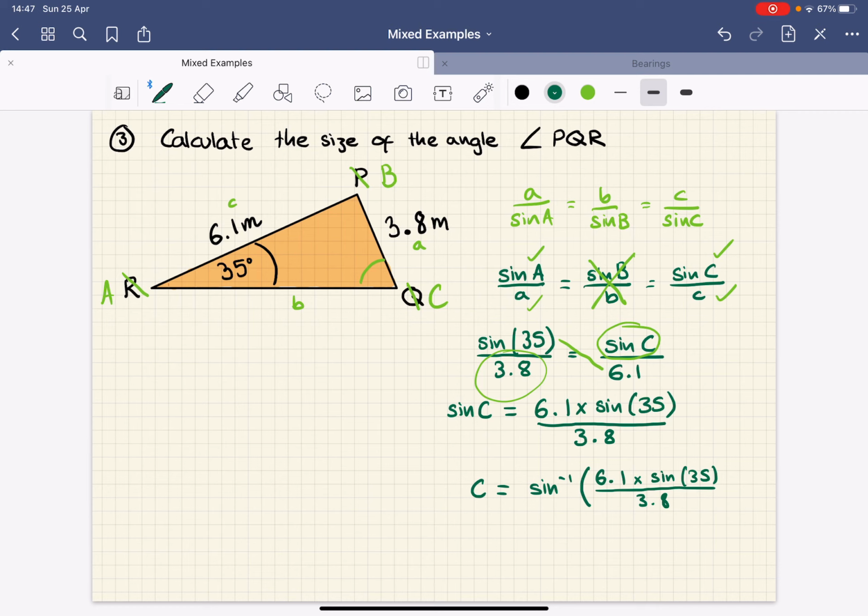So I'm putting that in my calculator. And that is just going to come out as 67.0346 and so forth. And rounding it to 2 decimal places would be 67.03 degrees. So let me know if you have any questions, and in the next video I'll do some more examples of this.